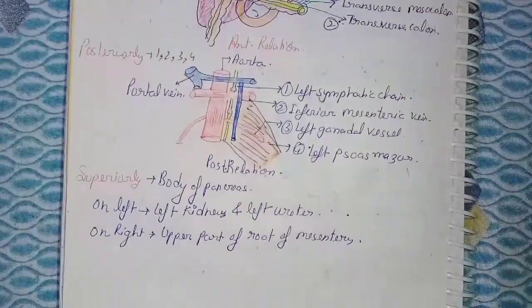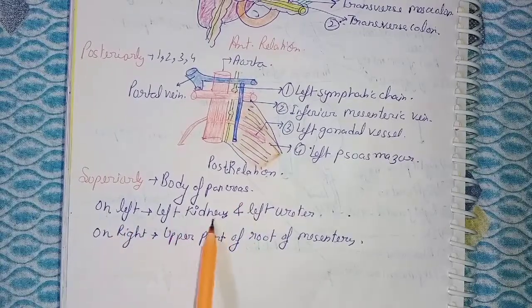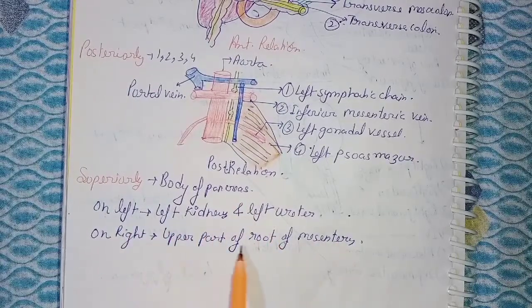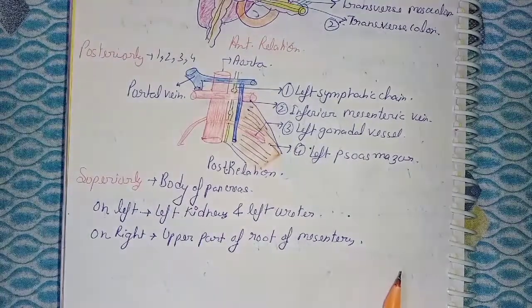Now coming to superior relation, it is the body of pancreas. On the left, the kidney and the left ureter. On the right, the upper part of the root of mesentery. This completes our topic of all the parts of duodenum.